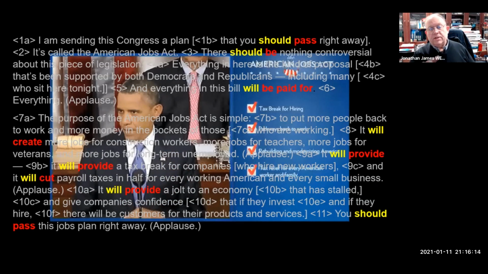Now, there's clearly more going on than just language, right? You notice the "you should" and that pointed finger, "you should."